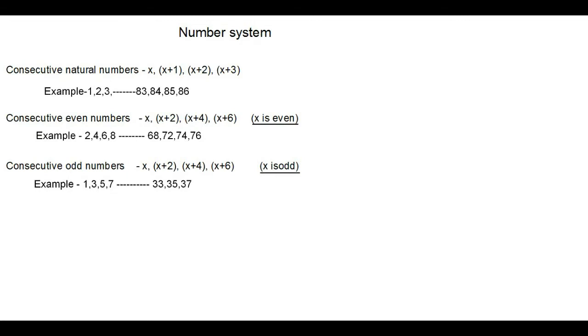Consecutive odd numbers. Now consecutive odd numbers are odd numbers in a row. For example, 1, 3, 5, 7 can be treated as consecutive odd numbers. Why? Because we see they are all one after the other in succession. So these are successive odd numbers, or we can call them consecutive odd numbers. Now consecutive odd numbers are also represented as x, x plus 2, x plus 4, x plus 6 and so on, where x is odd.